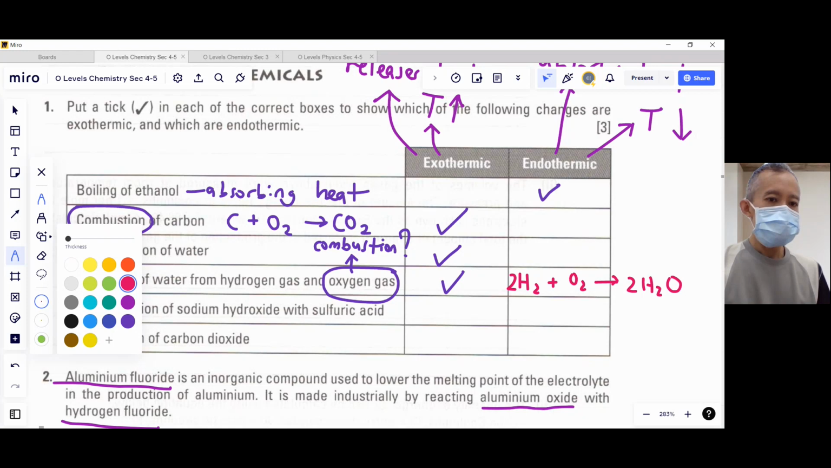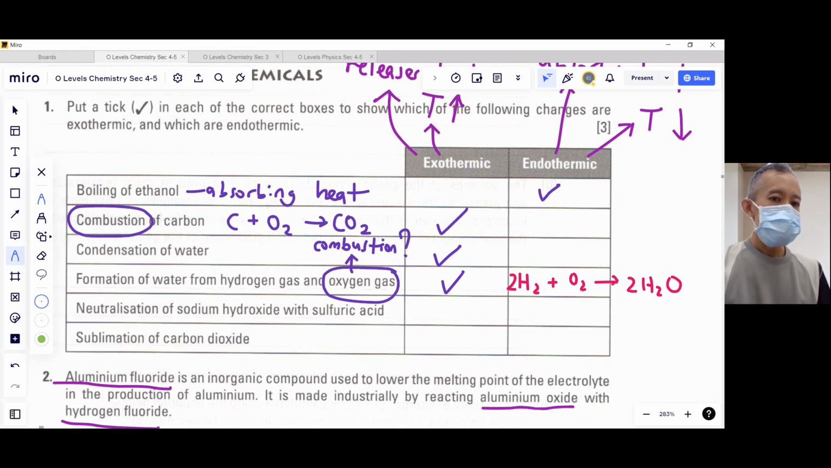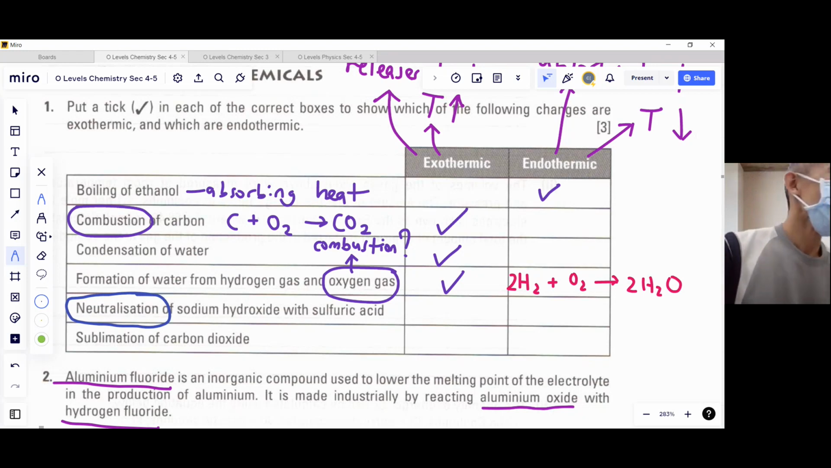Next one, neutralization. Alicia. The rest all take note. Neutralization is always exothermic. You can look out for all these words: combustion, neutralization.